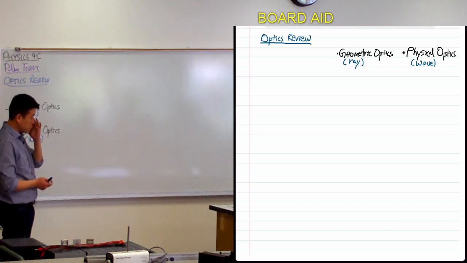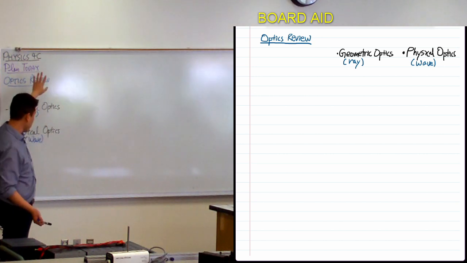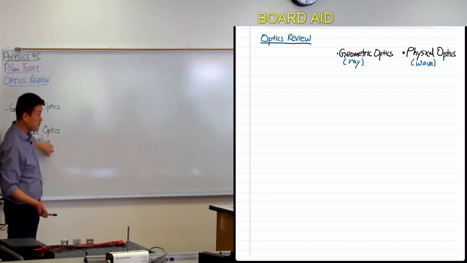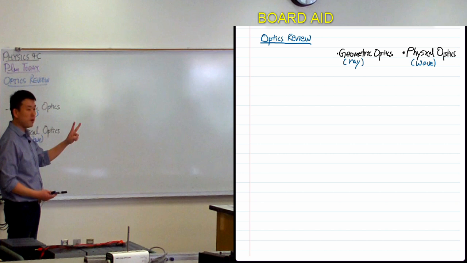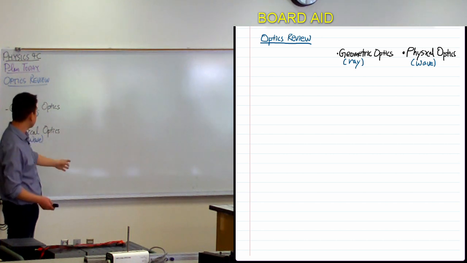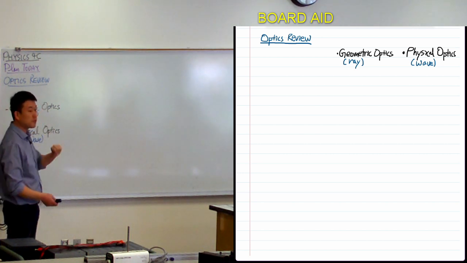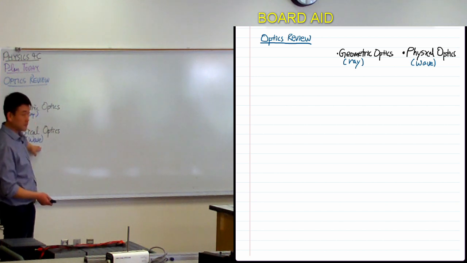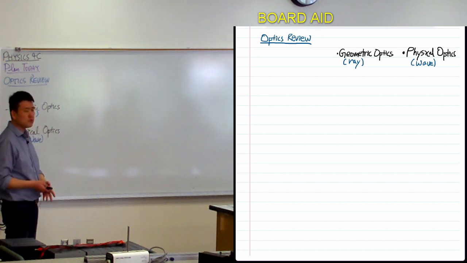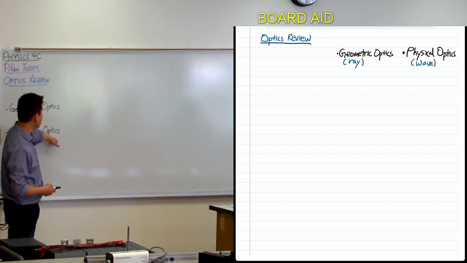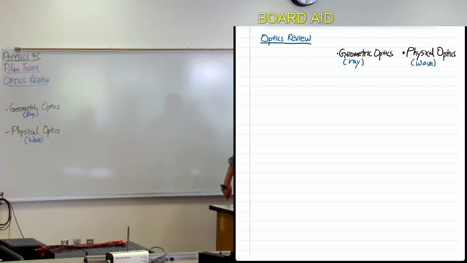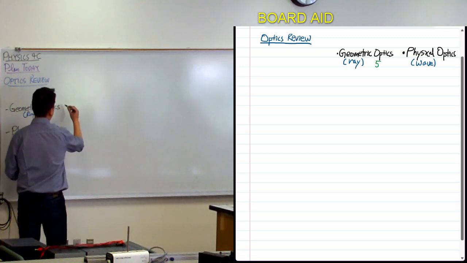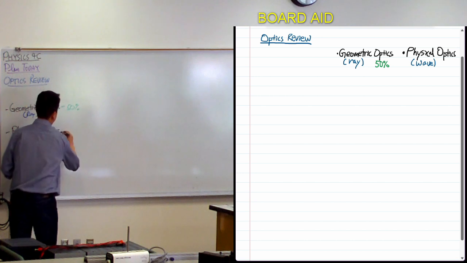So in terms of chapters, your chapter 1 was the introduction to all of this. It actually covered both of them. And chapter 2 was, is that where we did the lenses? Yeah, so chapter 2 is the wrap up of the geometric optics. Chapters 3 and 4 are physical optics. Okay? So from those chapters, you can kind of see that it's going to be an even breakdown between them. 50%, 50%. Let me write that down. In terms of the importance in the topics, about 50% and 50%.